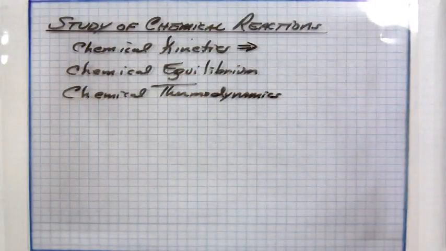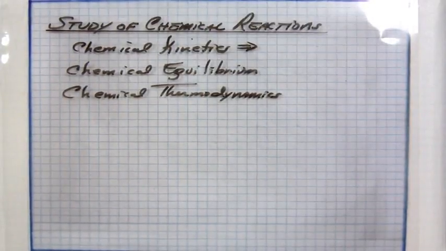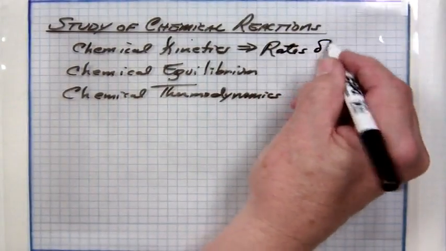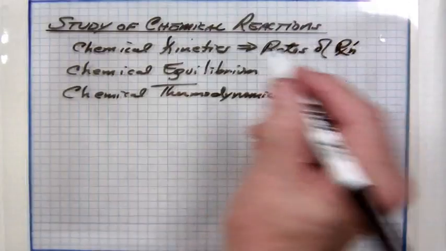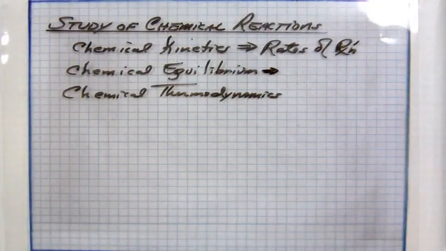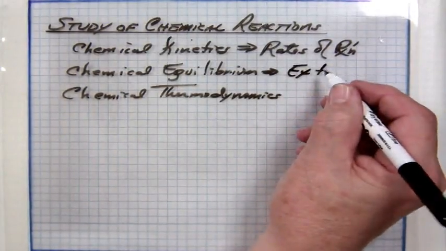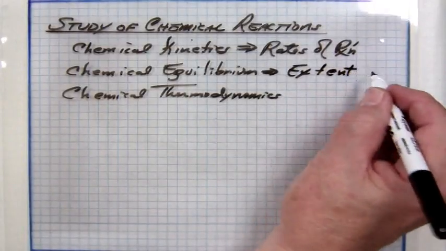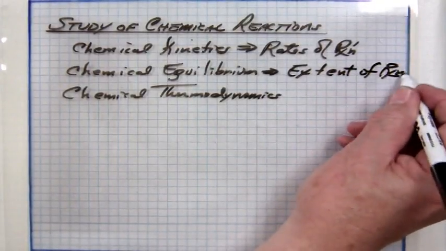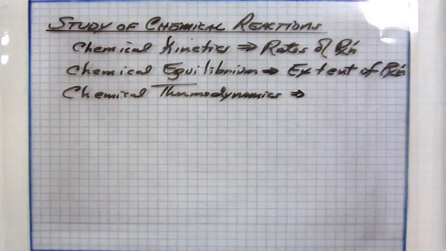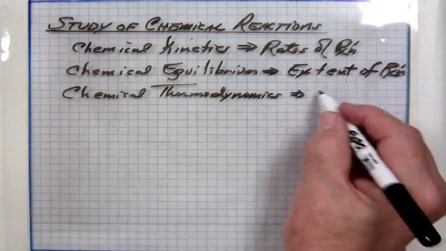Chemical kinetics is primarily concerned with rates of reaction, speed of reaction. Chemical equilibrium is primarily concerned with the extent of reaction. We will explain when we get there. And thermodynamics is concerned about the feasibility of a reaction. That is, will it work or will it not work?